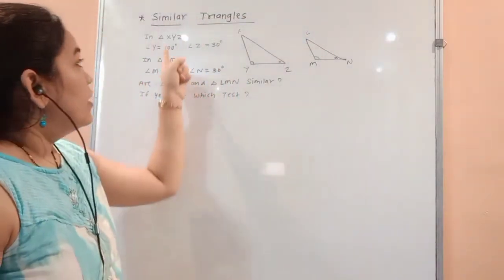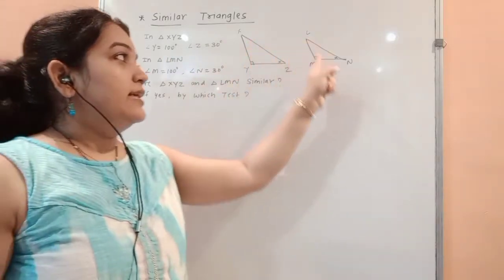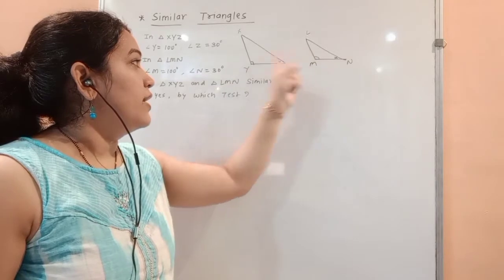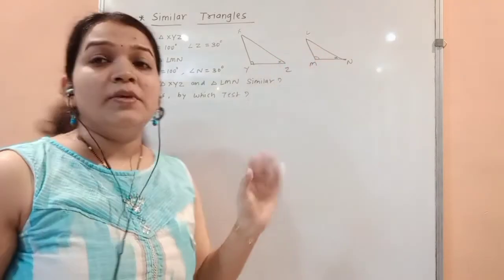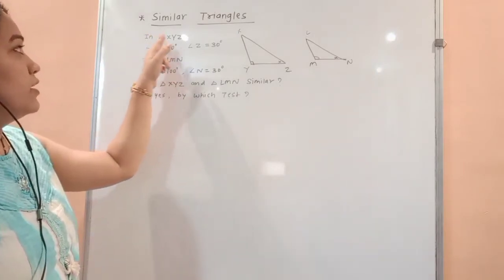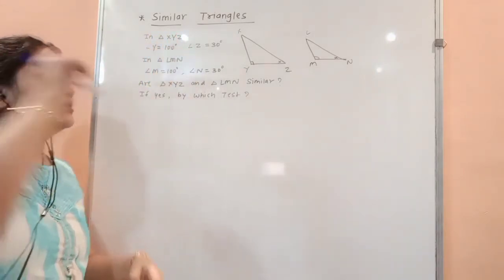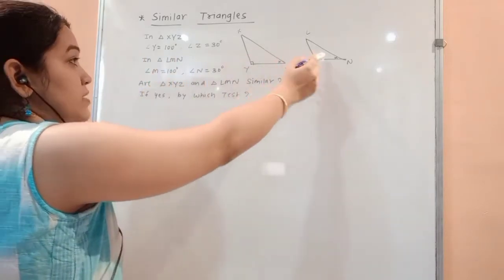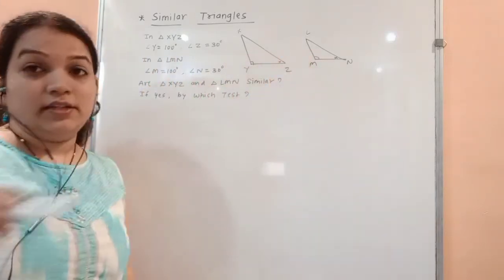See, there are two triangles XYZ and LMN, in which you can see the similar signs here: Y and M, Z and N. It means the angles are congruent to each other. And what is given in triangle XYZ? Angle Y is 100 degrees, angle Z is 30 degrees. In triangle LMN, angle M is 100 degrees, angle N is 30 degrees.